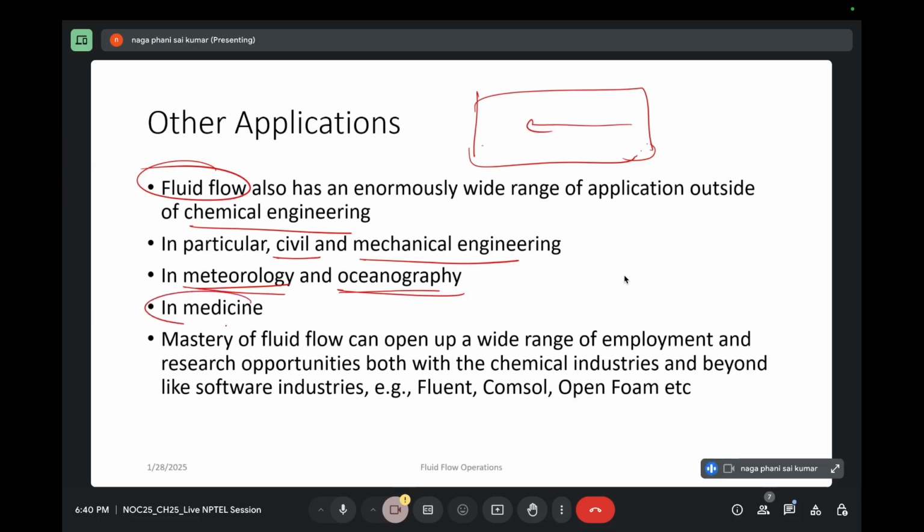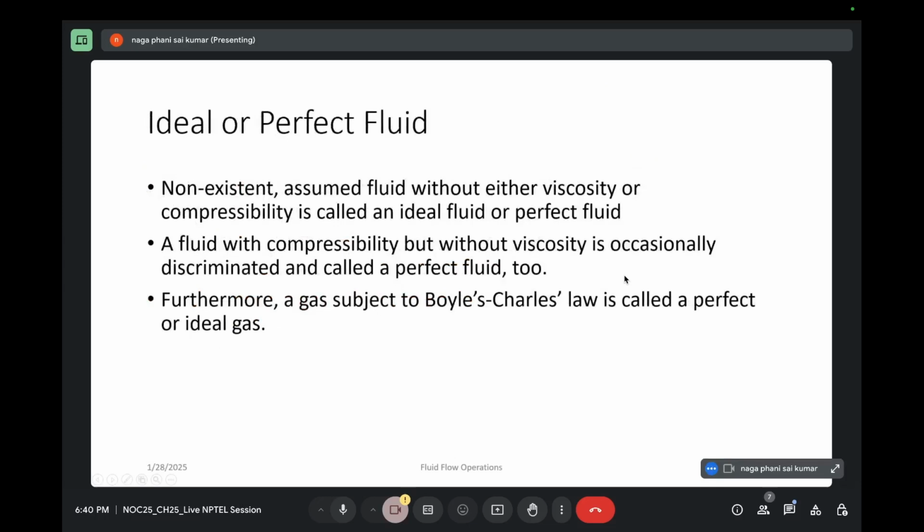And then in medicine as well, to understand blood flow. And you can also use knowledge of fluid flow operations in software like Fluent, COMSOL, OpenFOAM. When you're simulating a plant, you'll also need knowledge of fluid flow operations. Okay. So this is about the importance and history of fluid flow.